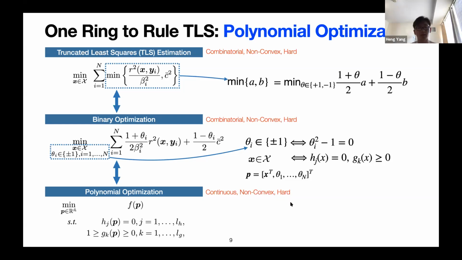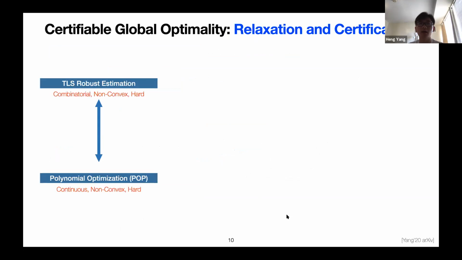But then, as hinted by Anders and also Luca, the formulation really matters. So now that we have written the TLS estimation in this polynomial optimization framework, we can do something that's standard in the optimization literature, which is to relax and do certification. So to establish these certifiable robust solvers, I'm going to claim that there are exactly two ways of designing certifiably robust geometric perception.